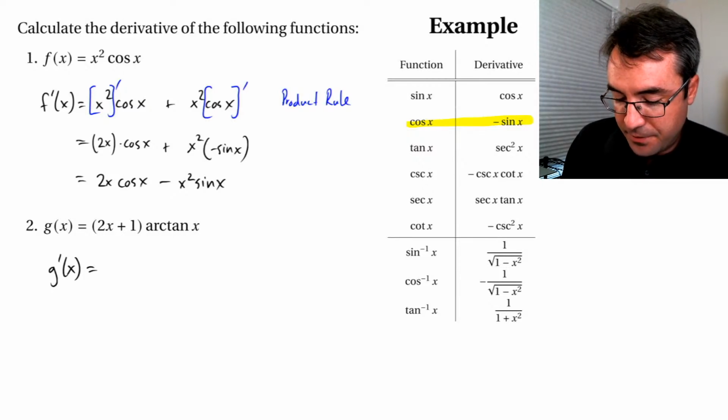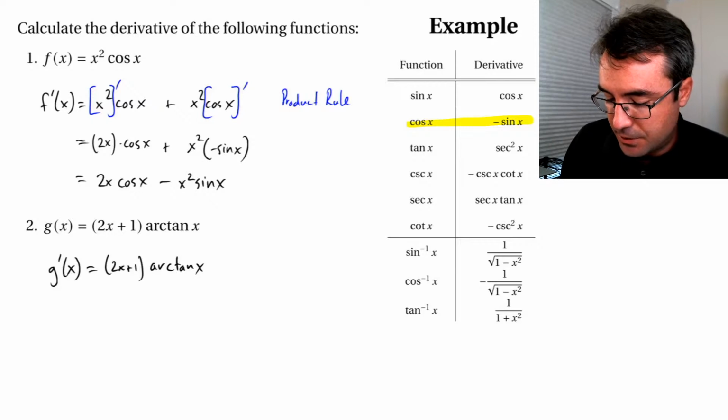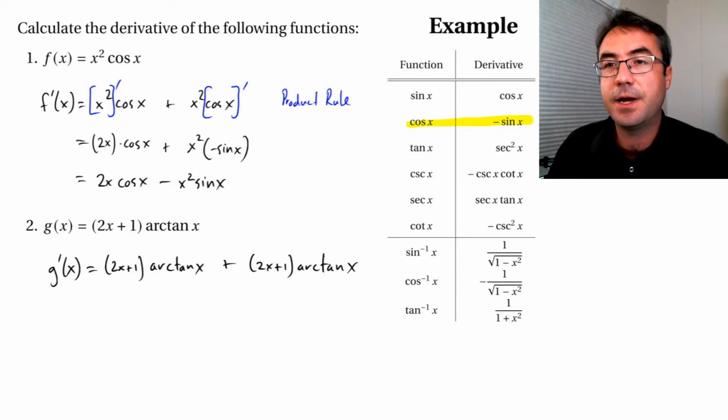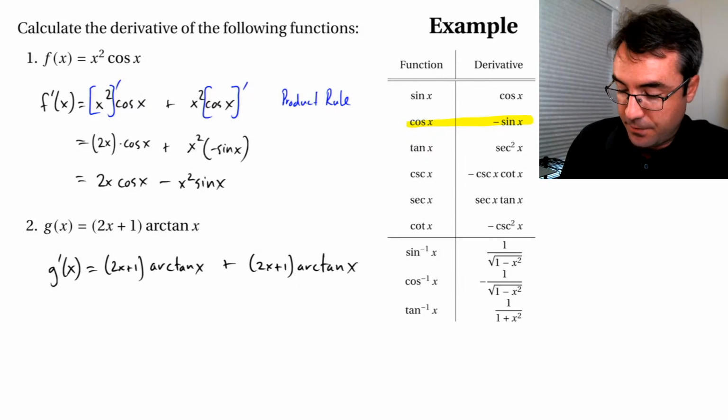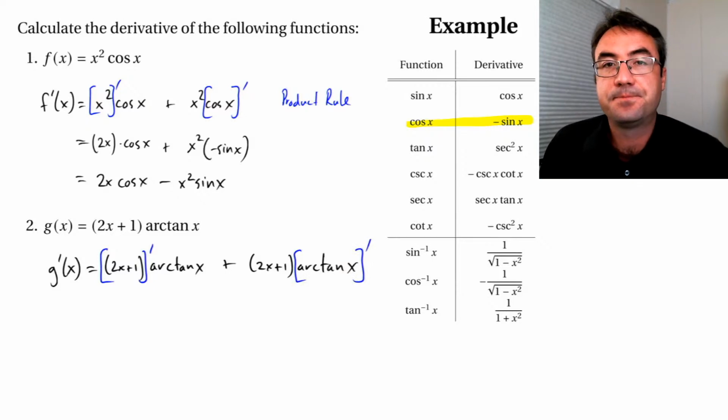So to get our derivative, we just write down two copies of our product, 2x plus 1 arctan of x, 2x plus 1 times arctan of x. Put a plus sign there right in the middle. And then in the first copy, we're going to differentiate the first part, the first term. And then in the second copy, we differentiate the second part. And that's our product rule.